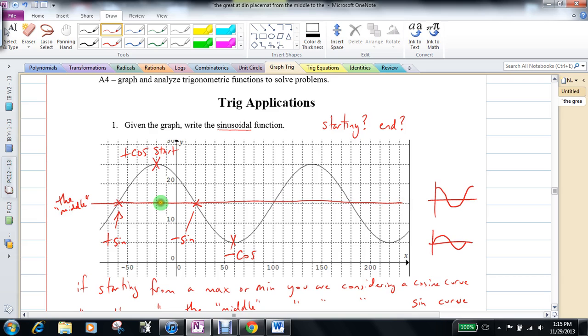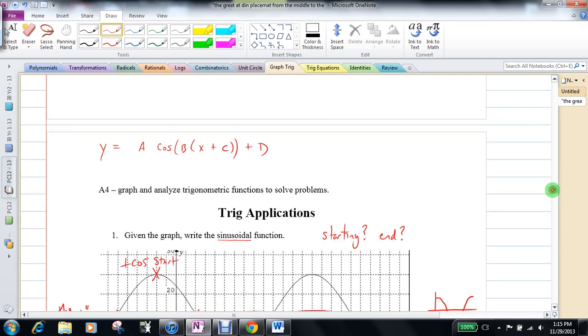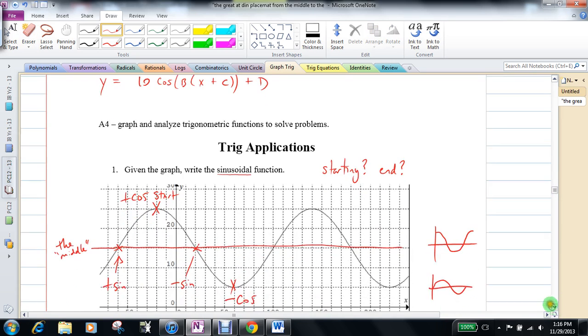So my amplitude is how much above I am from that middle, and my amplitude is 10. This is 15, this is therefore 25. So my amplitude is 10. If I wanted to look at that based on the formula, well, my max was 25 minus my minimum is 5, divided by 2. 25 minus 5 is 20, 20 divided by 2 is 10.